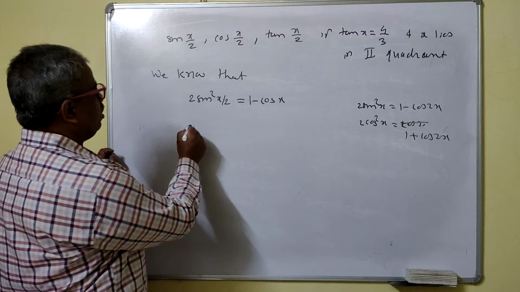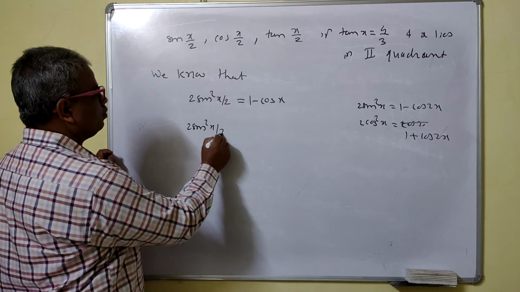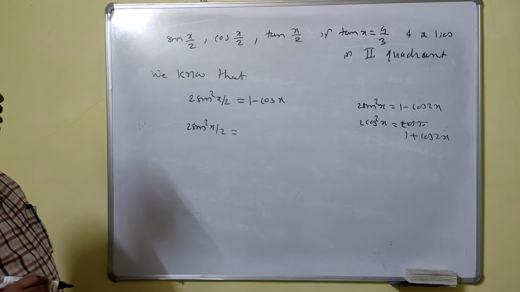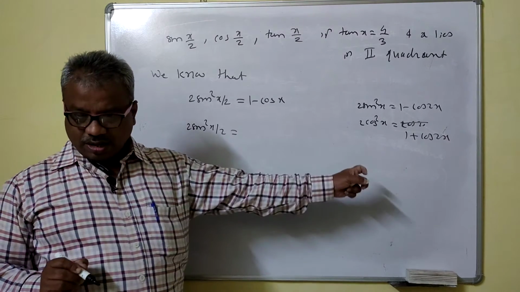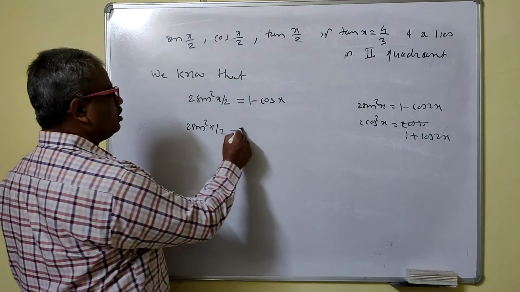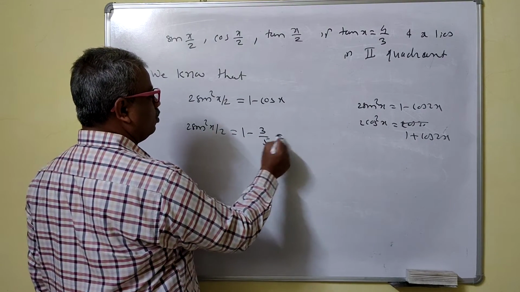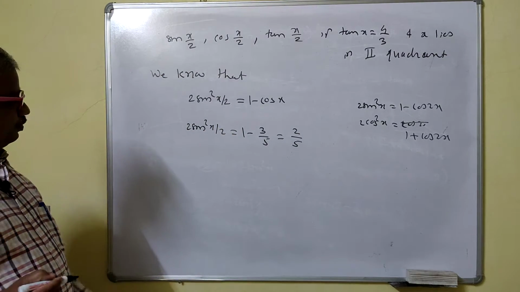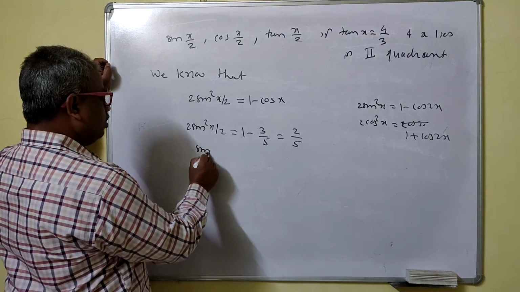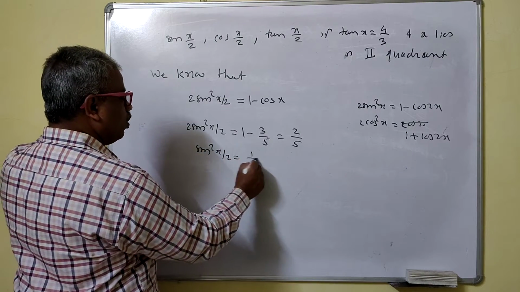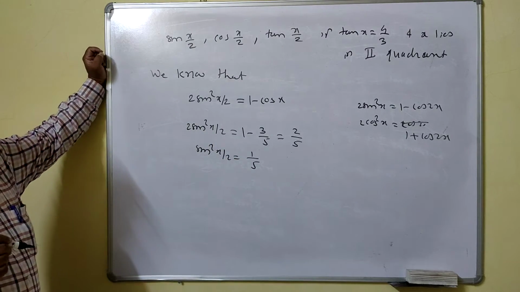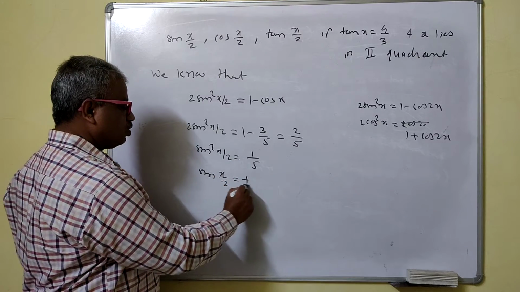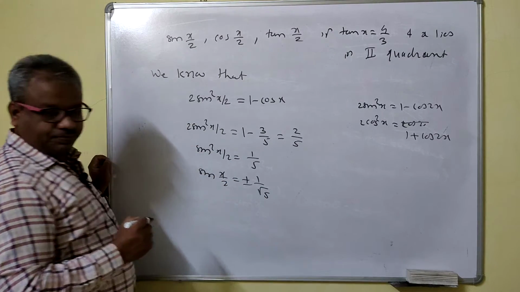So this is 2 sin square x by 2 is equal to 1 minus cos x. Put the value of cos x now. What is the value of cos x? 3 by 5. So 1 minus 3 by 5 is 2 by 5. So sin square x by 2 is equal to 1 by 5. Right? So sin x by 2 is equal to plus or minus 1 by root 5.